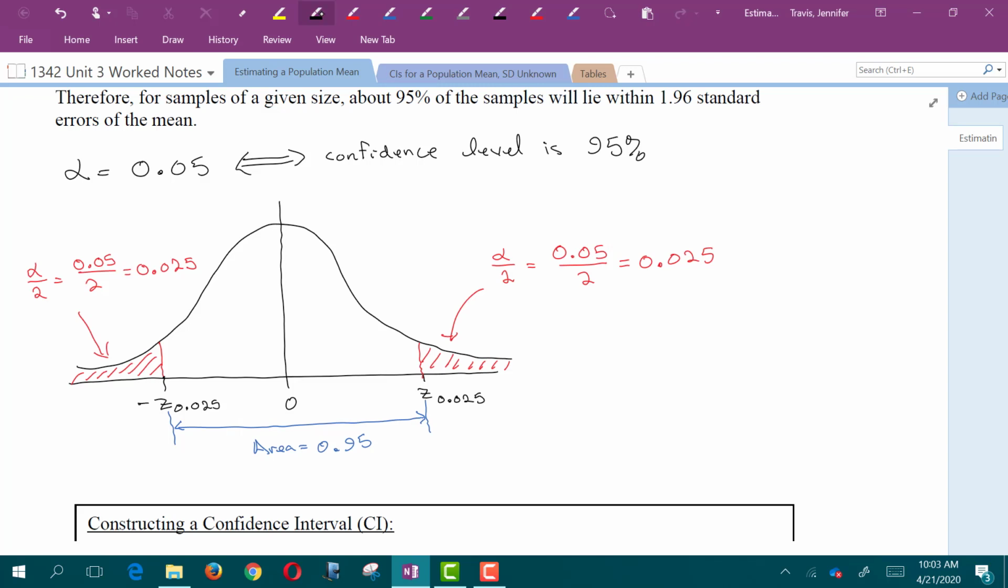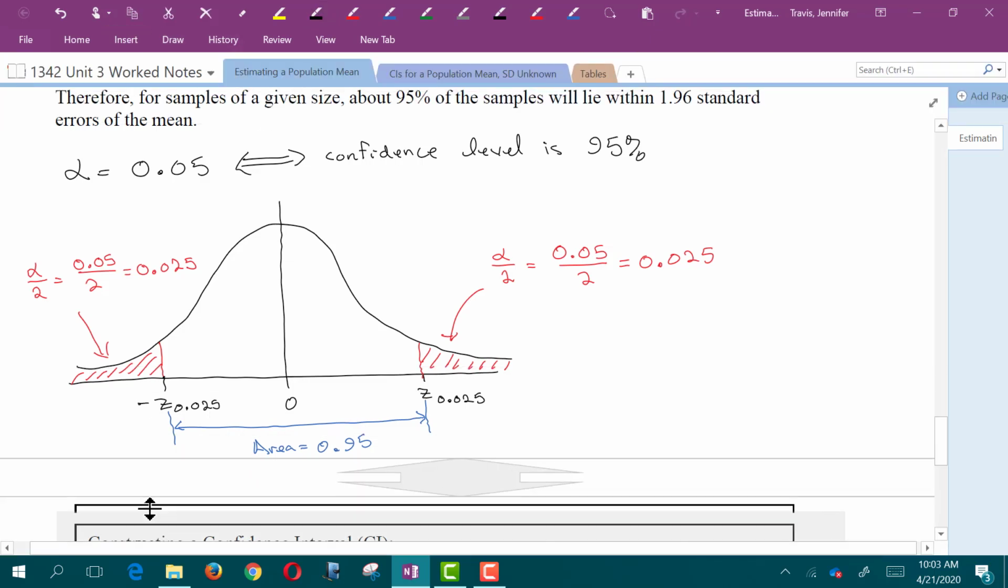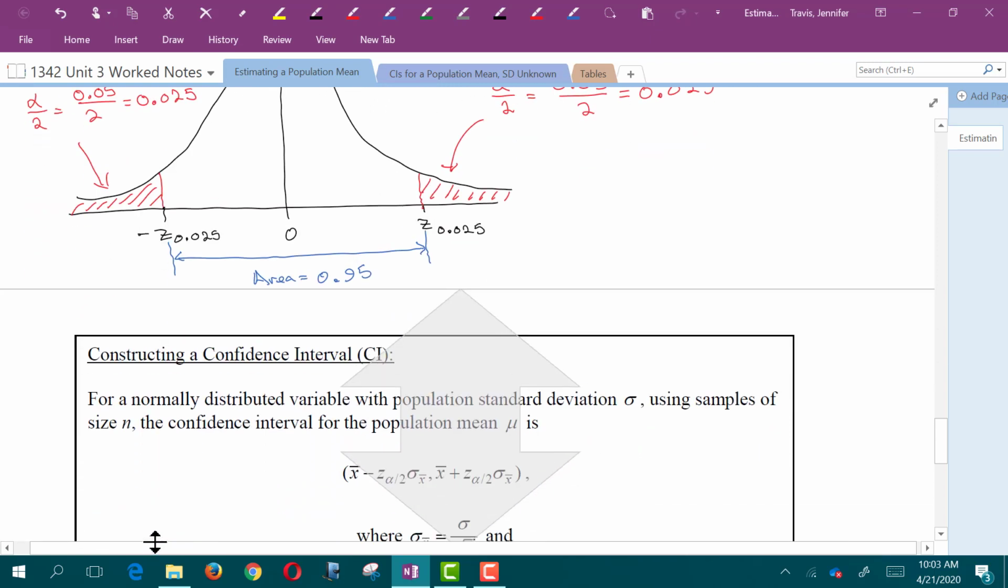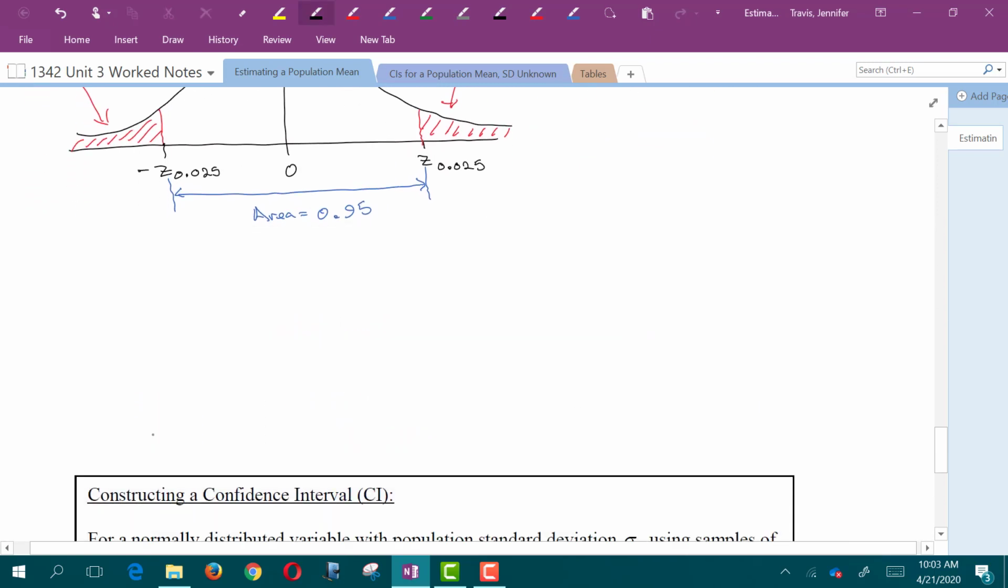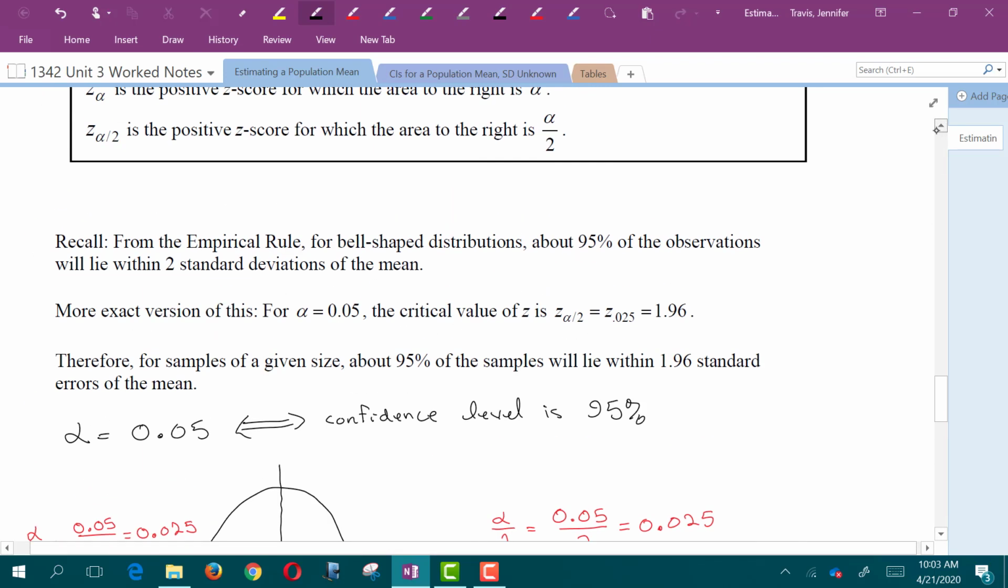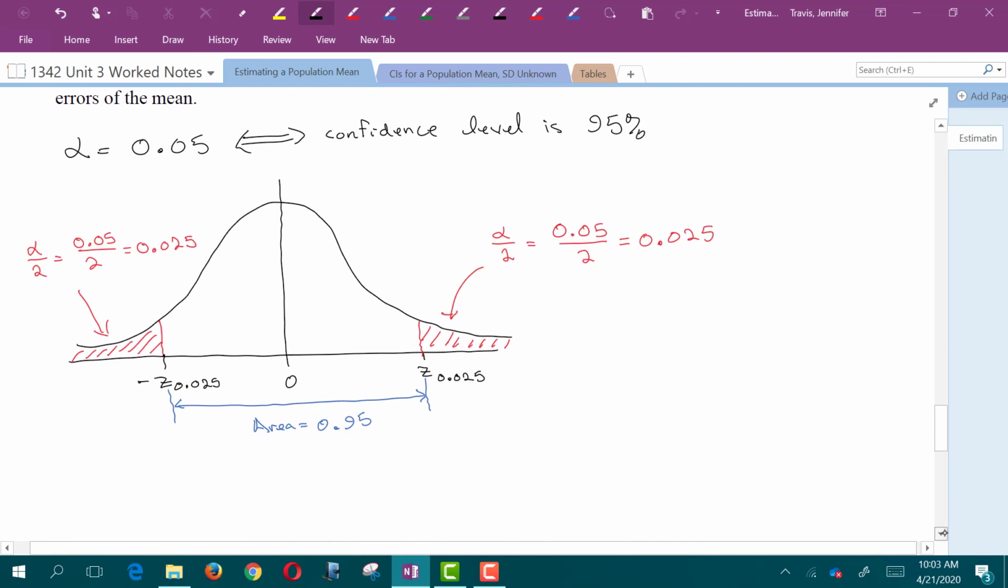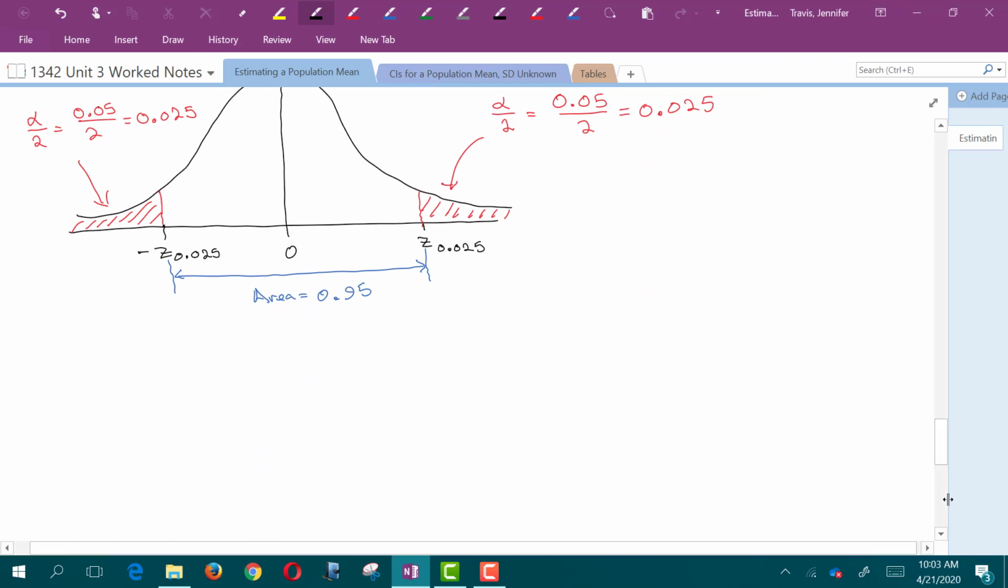Okay, so that is our standard normal curve. Let me get some more space here. Okay. Now, what about our curve that's on the same scale as our original variable? So this is another curve, not on the same scale.